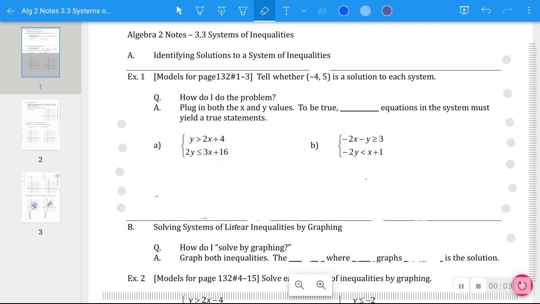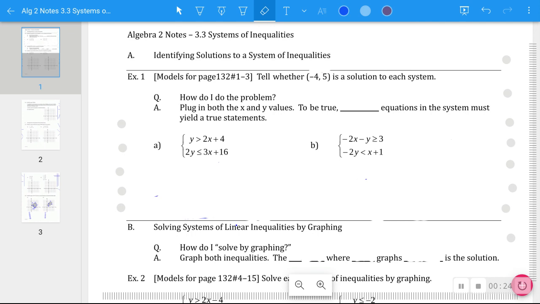Okay, this is Mr. Peterson, and we're looking at the notes for section 3.3 in Algebra 2. In this section, we're going to learn how to solve systems of inequalities. So you're going to be looking for greater than signs, less than signs, greater than or equal to signs, less than or equal to signs.